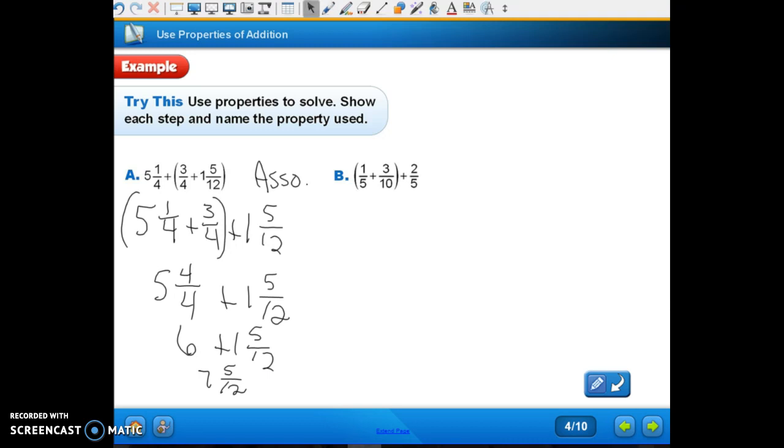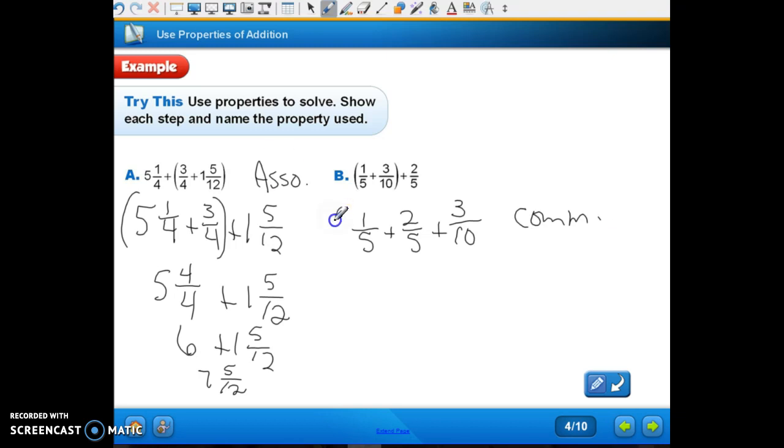Okay, let's look at this one. Are we going to have to do some commutative property here? Yes. Okay, so I say that we're going to switch these two. So we're going to have 1/5 plus 2/5 plus 3/10. And in that we use the commutative property.